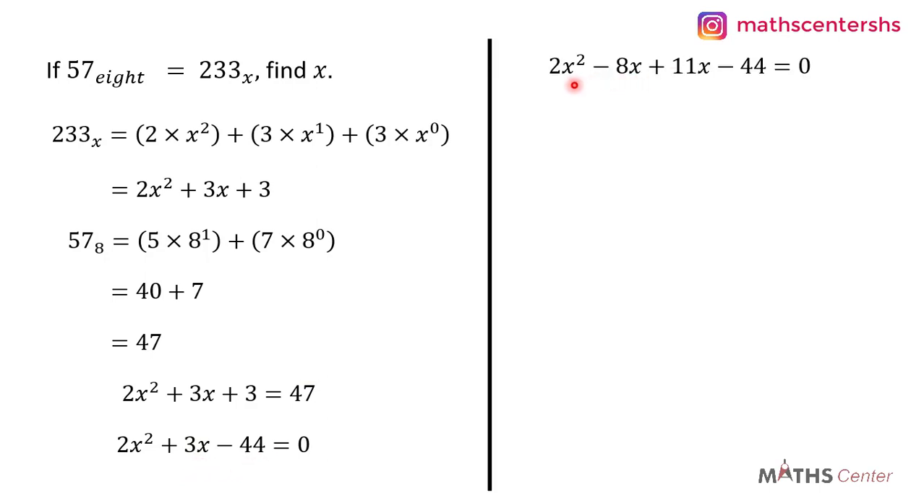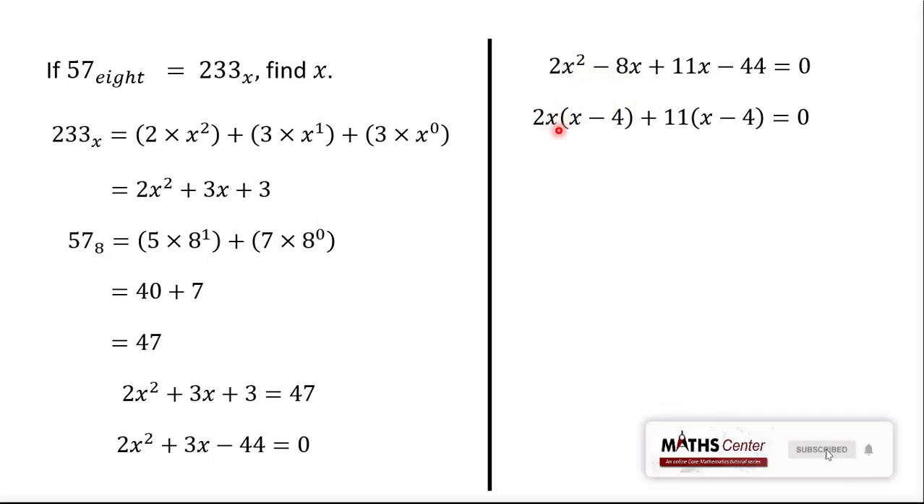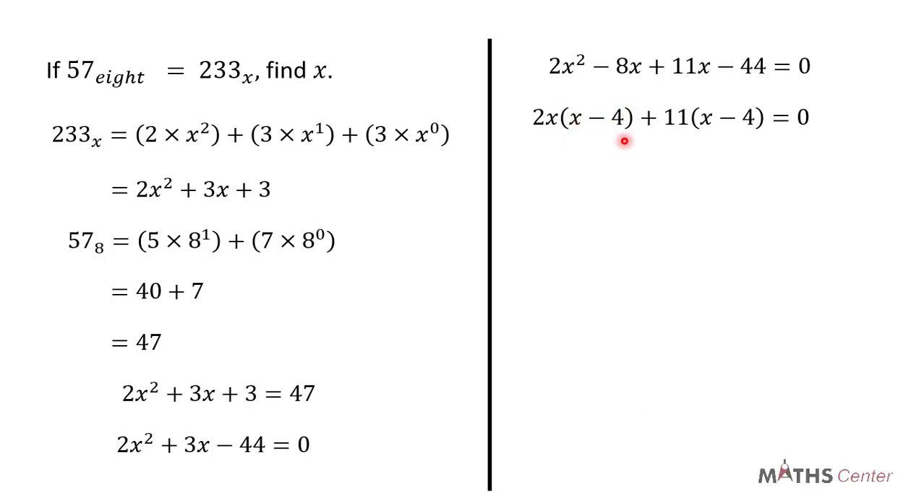When we do that, we are going to have 2x squared minus 8x plus 11x minus 44 is equal to 0. We can now easily simplify this. We have 2x squared minus 8x. The common factor among these two is 2x. So I'll bring 2x and then put x minus 4 into a bracket. Then plus, we have 11x minus 44. The common factor is 11. So I'll bring 11 out and then put x minus 4 into a bracket. So we have 2x into bracket x minus 4 plus 11 into bracket x minus 4, and this is equal to 0.